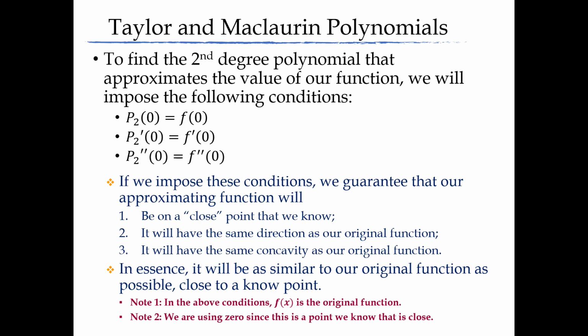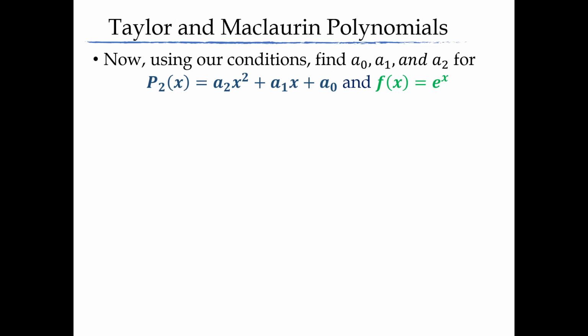Note, in the above conditions, f of x is our original function, and we're using 0 since this is a point that we know that is close. If we were trying to evaluate e to the 1.1 power, of course we wouldn't be using 0, we would be using 1, because e to the 1 power is e, and that's a value that we know. Now, using our conditions, how do we find a naught, a sub 1, and a sub 2?